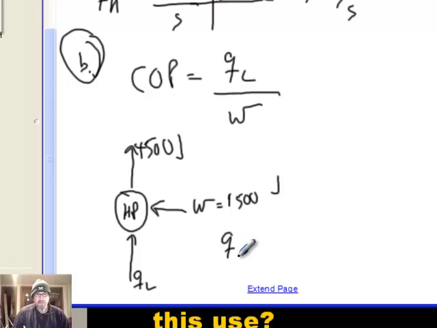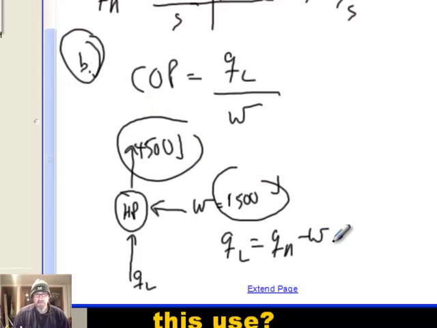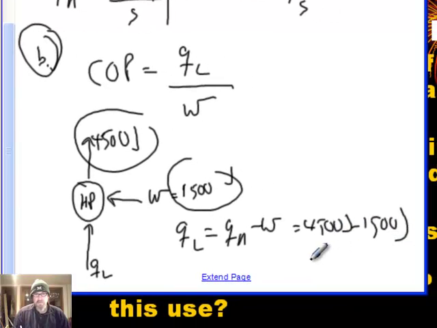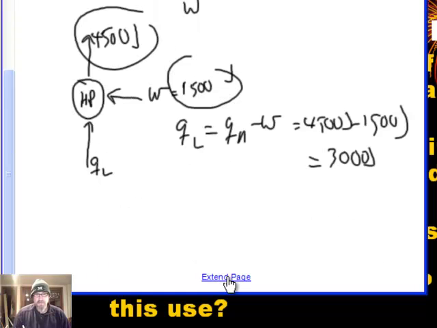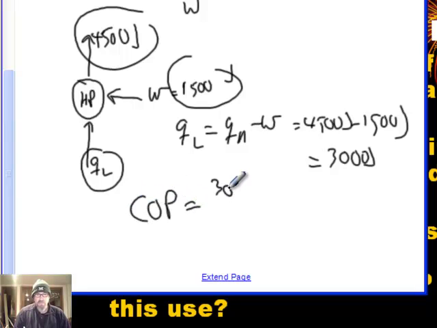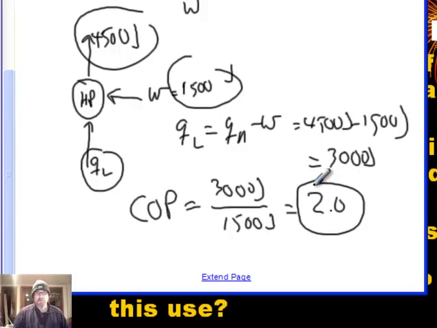Well, by conservation of energy, Q low is going to have to be Q hot minus the work, the 4500 joules minus the 1500 joules. So if you take 4500 joules and subtract 1500 joules, you end up with 3000 joules. So this heat pump has a Q low, it can extract 3,000 joules every second from the room. So what's its coefficient of performance? Well, COP is Q low, which we now know is 3,000 joules, over the work input, which is 1,500 joules. So its coefficient of performance as an air conditioner is 2.0.